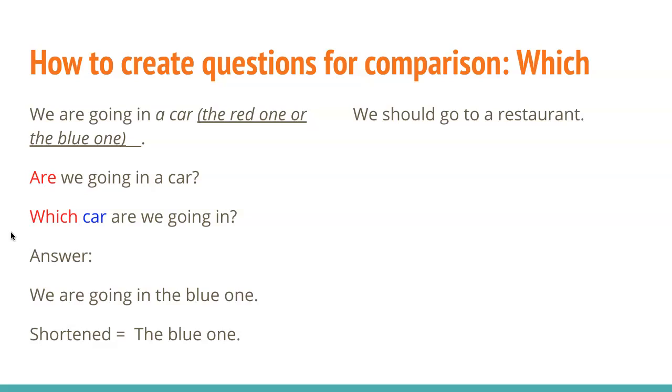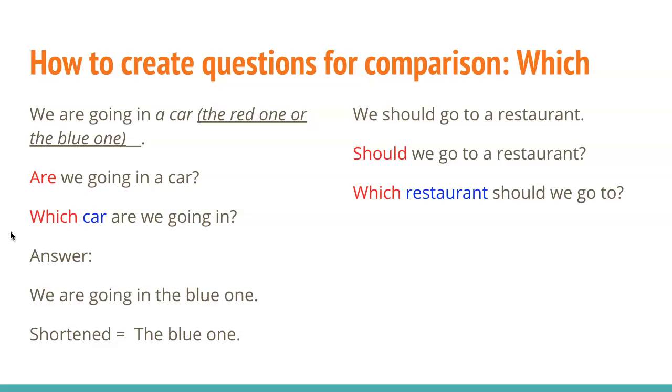Let's look at another example. We should go to a restaurant is our regular English sentence. To create a yes or no question, we will simply switch the modal should and the subject we. Should we go to a restaurant? Yes, we should.